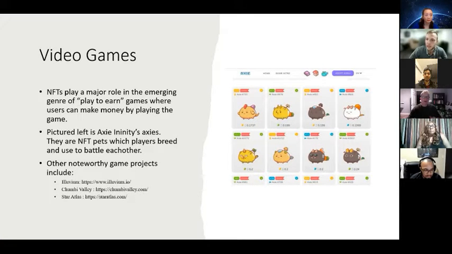But it's a very big part of the future of play to earn video games. And there's other play to earn video games. You can see them on the bottom there, such as Illuvium, Chumby, and Star Atlas. These have not come out yet. So we don't know what they're like. We don't have any idea of what their economies are in reality, right? But they're in the works, and they're definitely going to be leveraging NFTs as part of it.